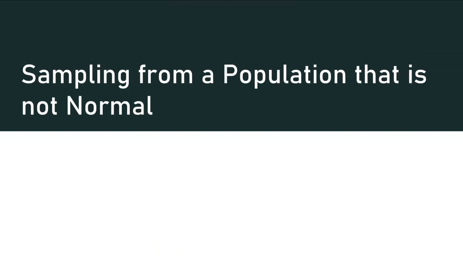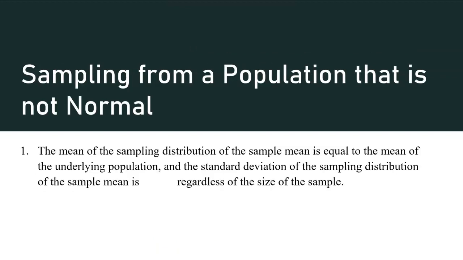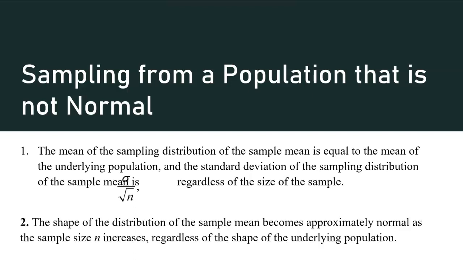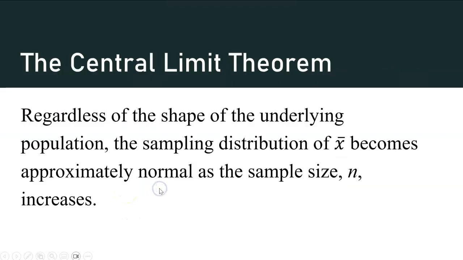All right, now you can also sample from a population that is not normal. And in this case, the mean of the sampling distribution is still going to be equal to the mean of the population. And the standard deviation is still going to be equal to the population standard deviation divided by the square root of n. So hopefully y'all can see it right here. But that's where it's supposed to be.